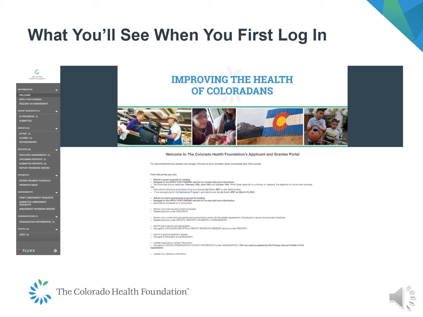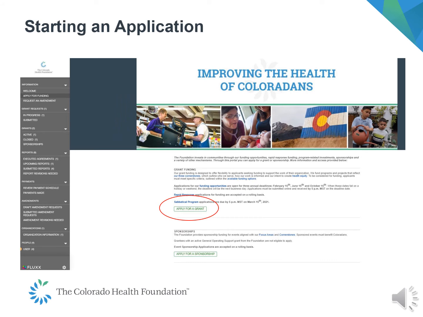In addition, for grantees, this is where you will access reports that are due or have been submitted, review your payment schedule, find information about payments already made, and request an amendment. You can also update your organizational contact information if needed, and you'll also find tips for managing your account. When you are ready, navigate to the Apply for Funding page and click on the Apply for Grant button on the screen.